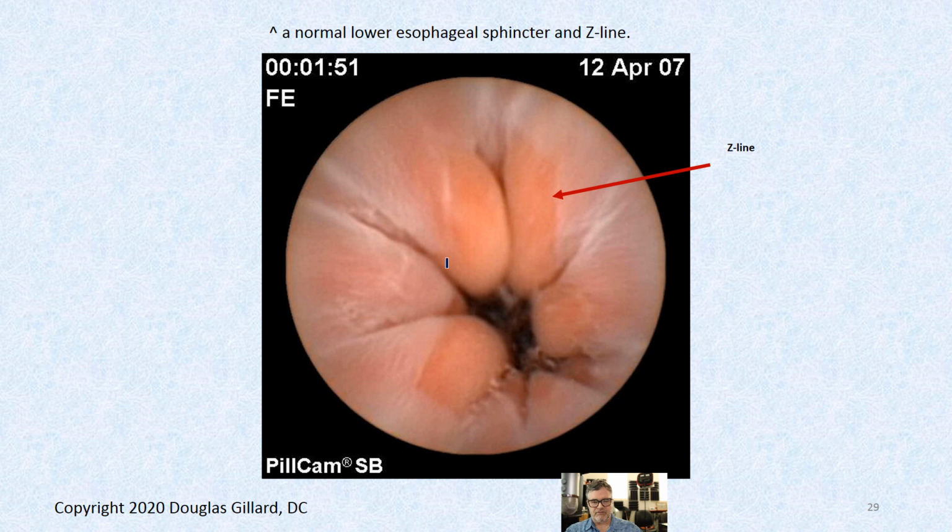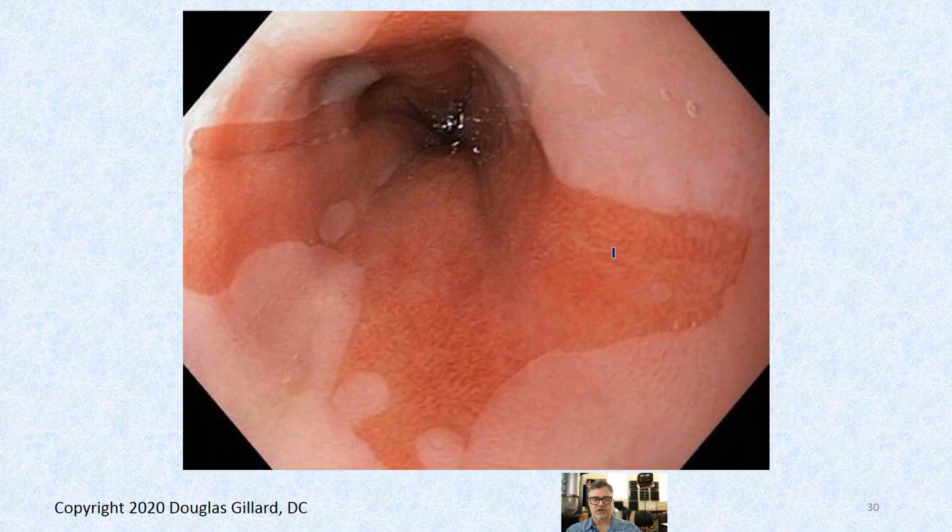Yeah, those are the gastric folds. The esophagus in a patient with GERD, it's not completely closed, is it? It's a little bit open. But the Z line looks good. It's at the level of the folds. Everything looks good. What about this patient with chronic retrosternal chest pain?